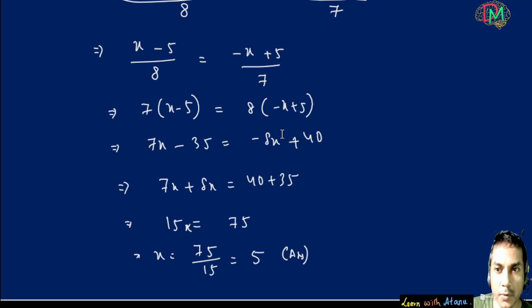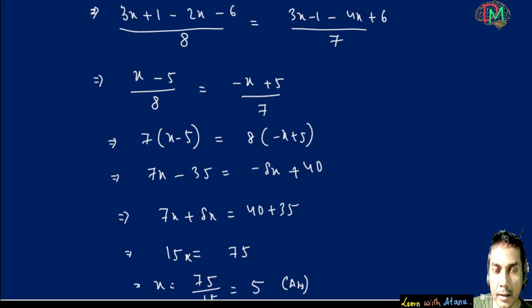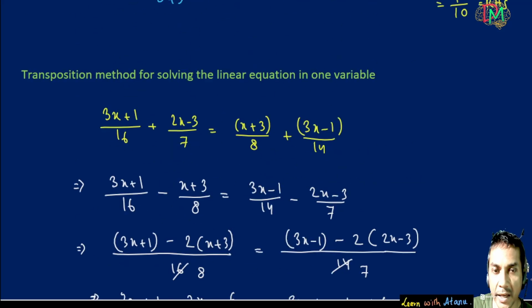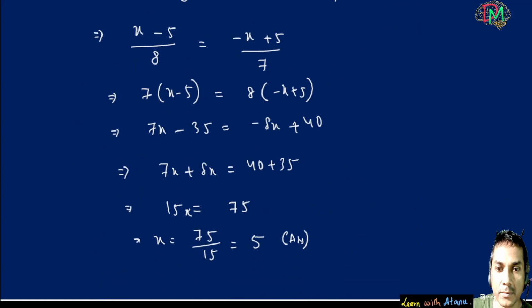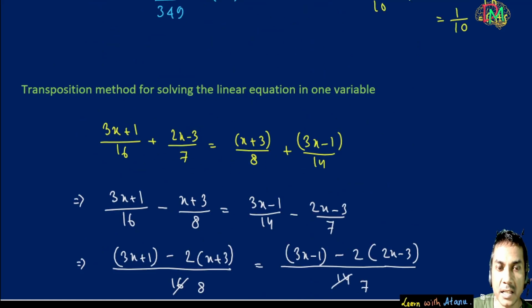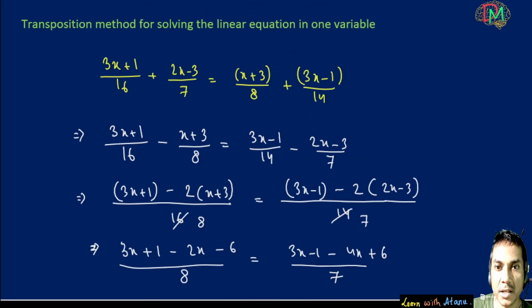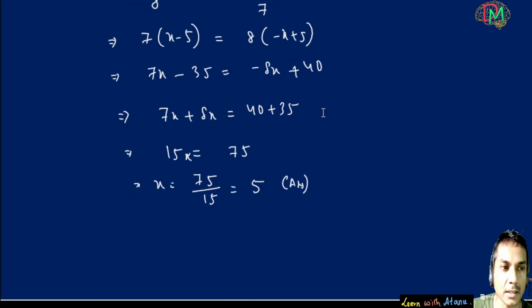Means if we put the value of x at LHS, we replace it and whatever value we get, and if we put the value x is equal to 5, replace it, then whatever value we get, they will be equal. So it satisfies the equation. LHS becomes RHS. With this, x is equal to 5. Clear? And with the transposition method, we can solve the linear equation in one variable. Clear?